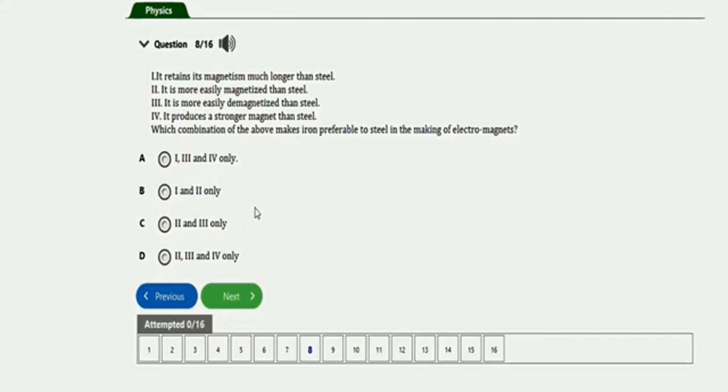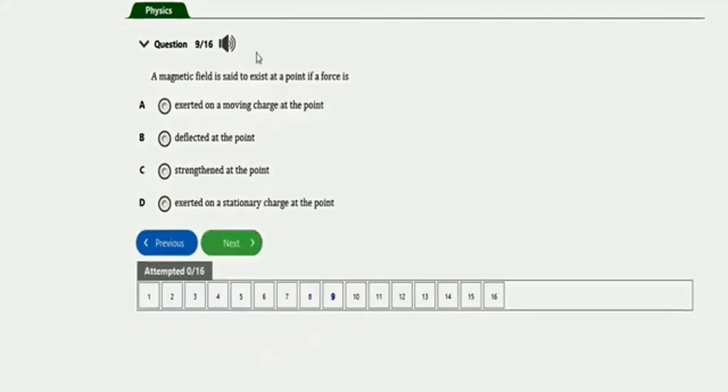The next repeated question will be this one. It says a magnetic field is said to exist at a point if a force is, option A, exerted on a moving charge at the point, deflected at the point, strengthened at the point, exerted on a stationary charge at the point. So the right option to this question will be option A, which is exerted on a moving charge at the point. Very important. So that's the right option to the question.